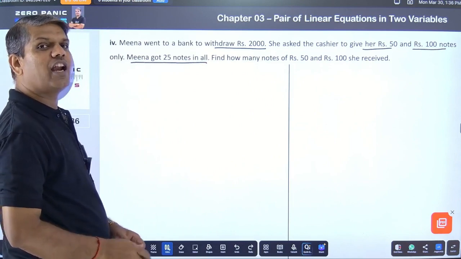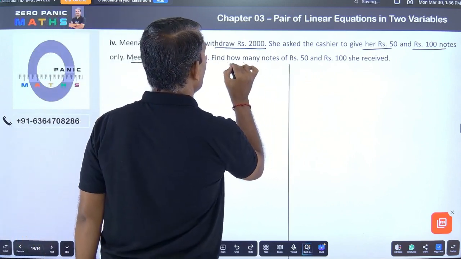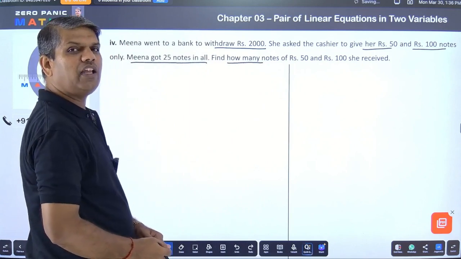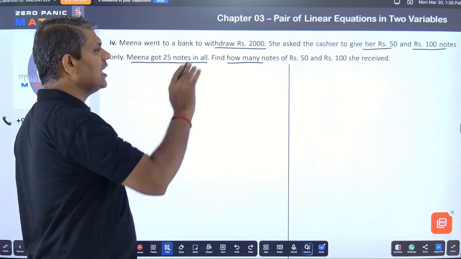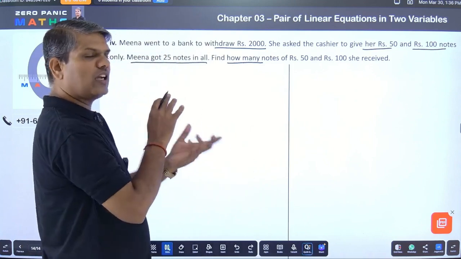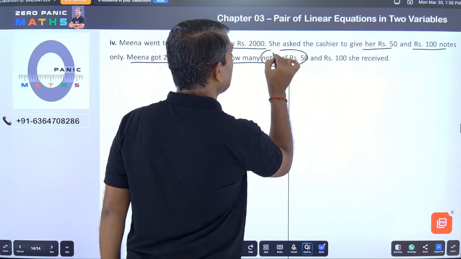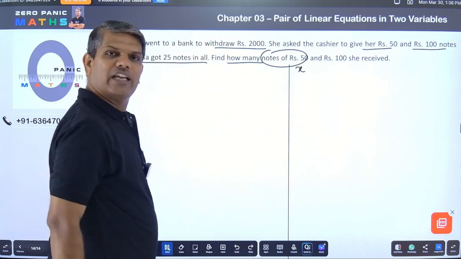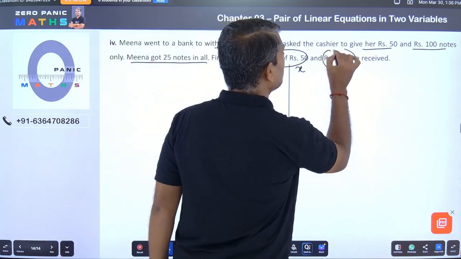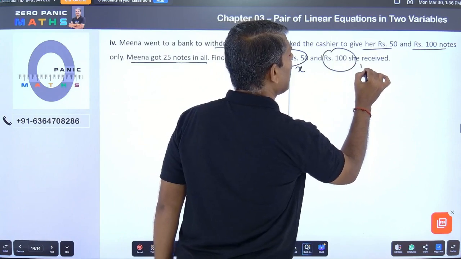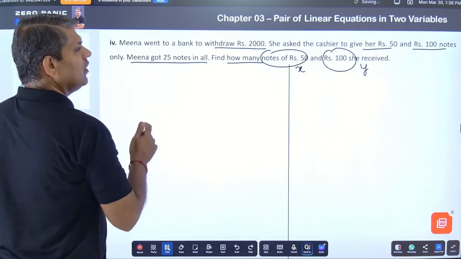So totally there are 25 notes. Find how many notes of rupees 50. When it is said as how many, then we should consider one as x and another as y. That is how you actually convert your problem into an equation. So how many notes of rupees 50? I assume this is x. Number of notes of rupees 50 as x, and number of notes of rupees 100 as y, and solve this problem. That is what our approach is.